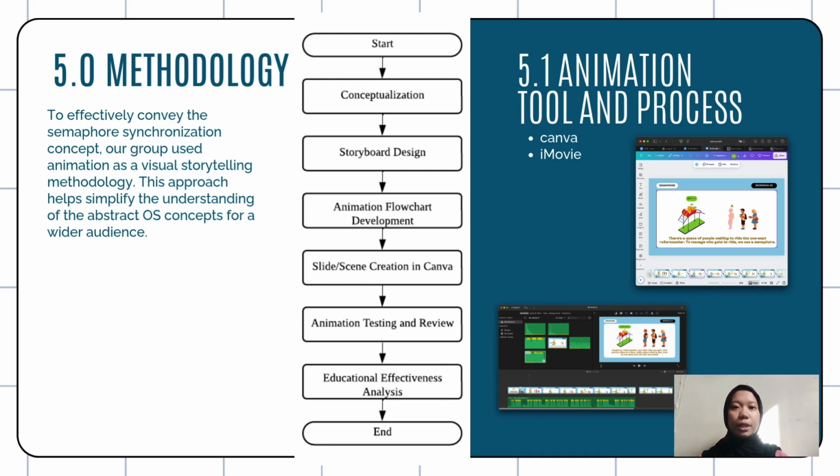Each visual element, characters, icons, and background, was designed individually to simulate movement. After creating the animation in Canva, we use iMovie for post-production editing. iMovie allows us to adjust timing, add transitions, subtitles, and background audio to make the video more engaging and informative. This combination of Canva and iMovie provided a streamlined workflow without requiring advanced programming skills.